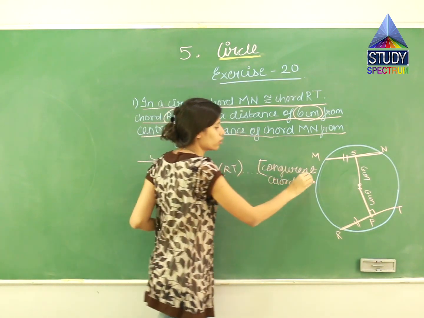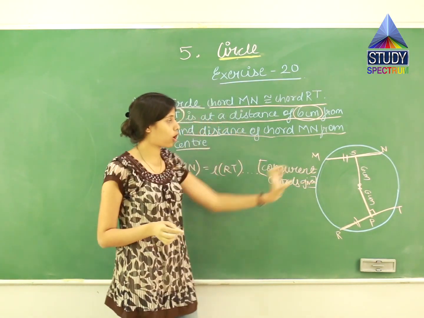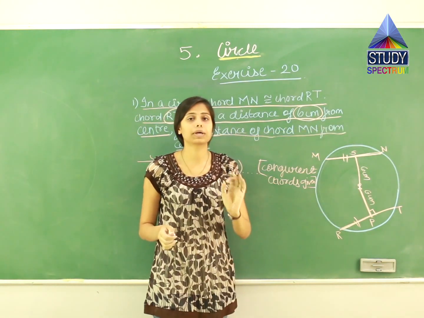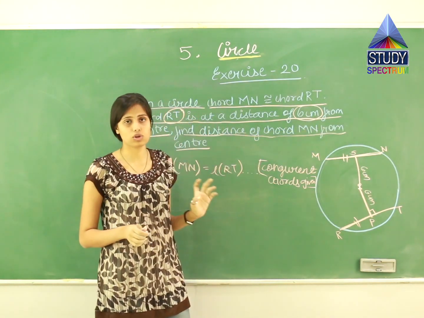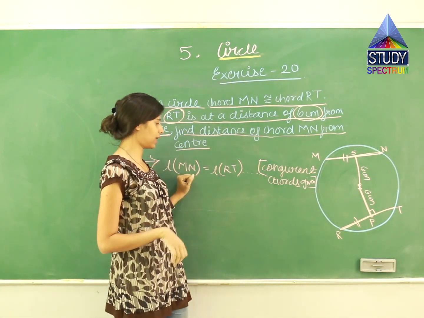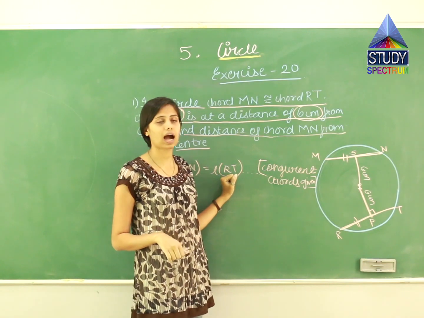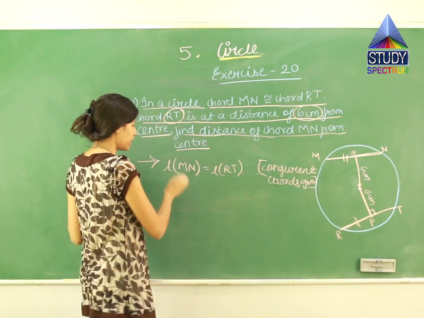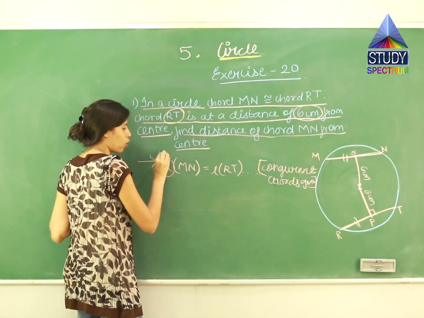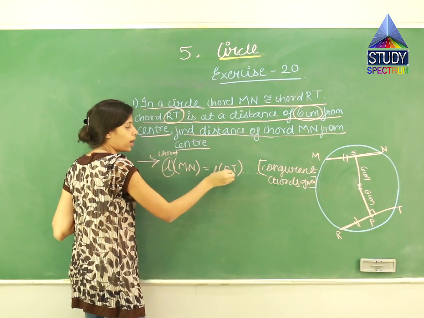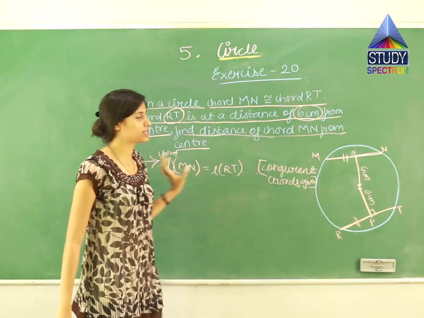Means what you are trying to tell in this reason is, because you have written that Mn is equal to Rt because it is given in the question that these both are congruent chords. So you have written length Mn is equal to length Rt, congruent chords given. You can also write over here, instead of length you can write chord. That is chord Mn is equal to chord Rt. Okay, so the first sentence is written.